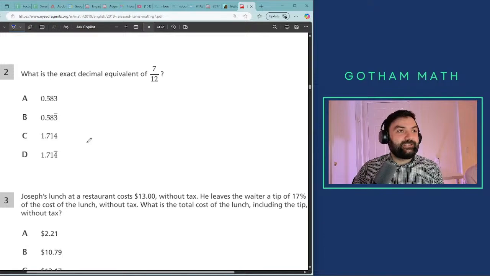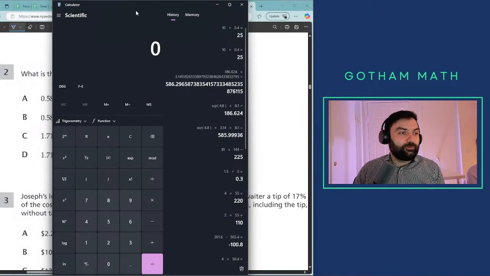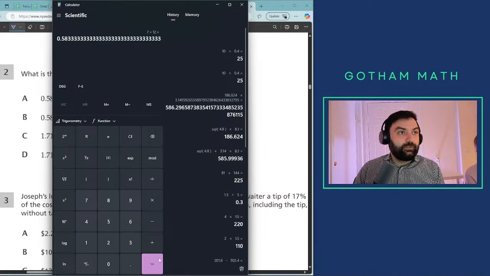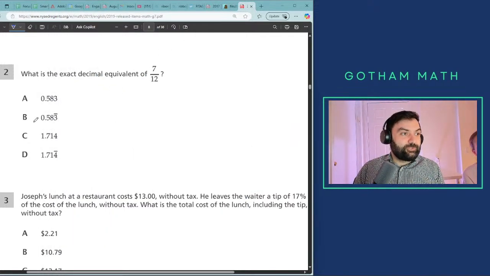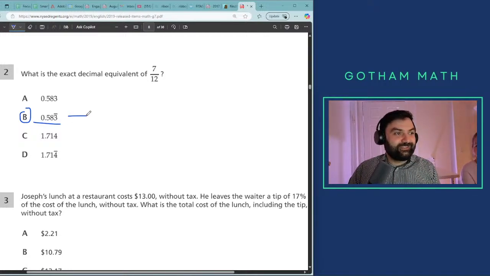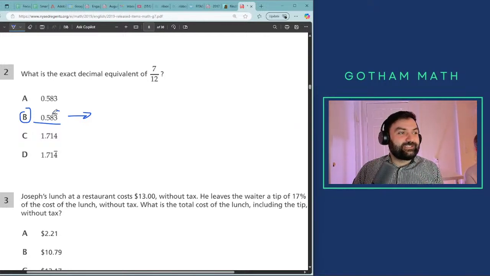What is the exact decimal equivalent of 7/12? How do we do that? Well, since in 7th grade you're allowed to use calculators, all we have to do to convert a fraction into a decimal is divide the numerator by the denominator, which is 0.5833333, which is B. 0.58333: the little stick on top of the 3 means the 3 is repeating.